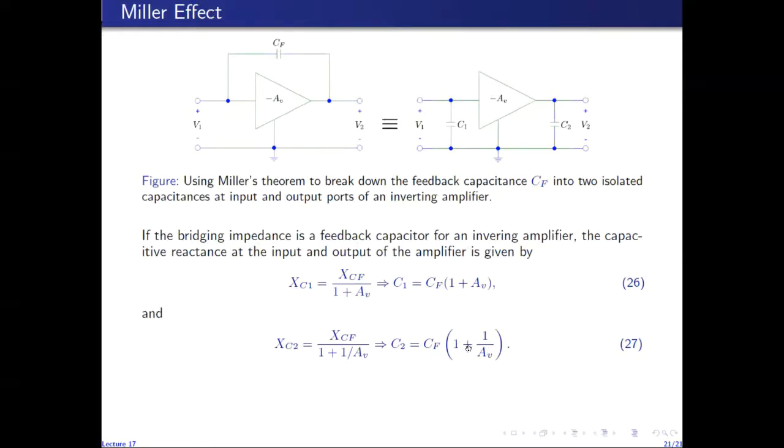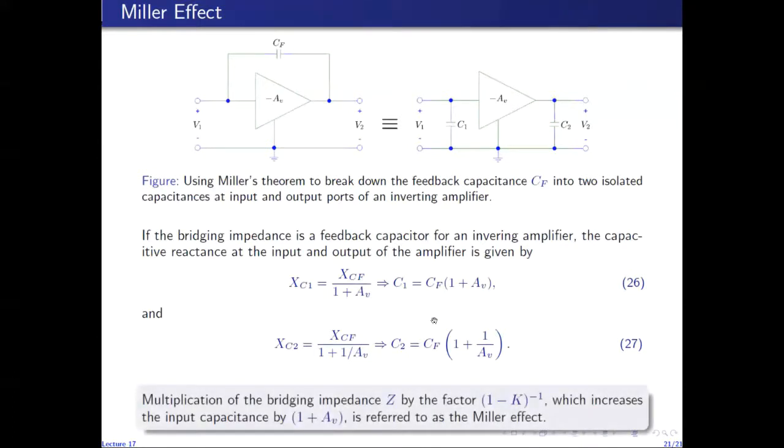So if AV is large, then this term is approximately 1. So C2 is approximately equal to CF. However, for large AV, C1 is a magnified version of CF. So this effect introduced by Miller's theorem, that is by the decomposition of the feedback capacitance, this effect of increased capacitance at the input port, this is called the Miller effect.